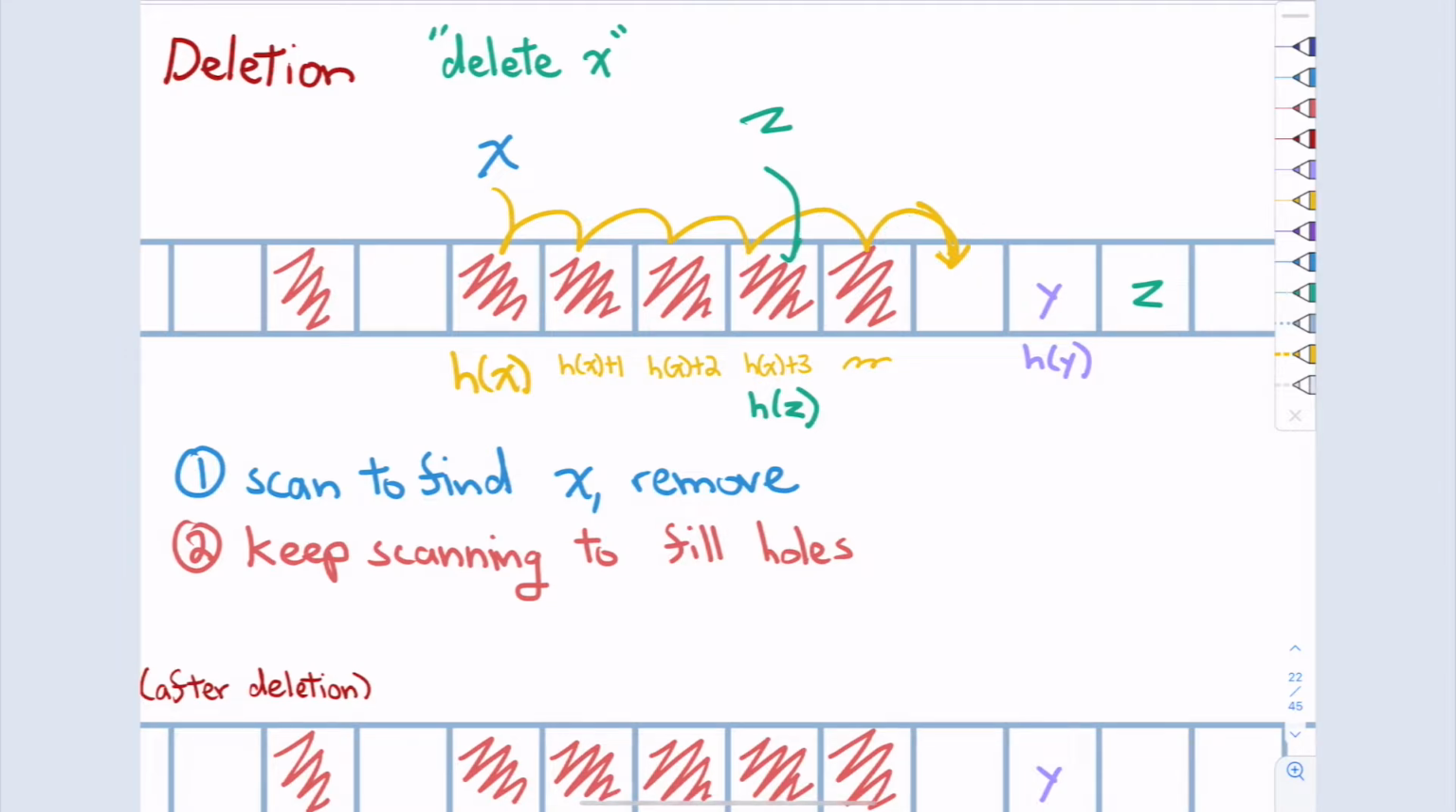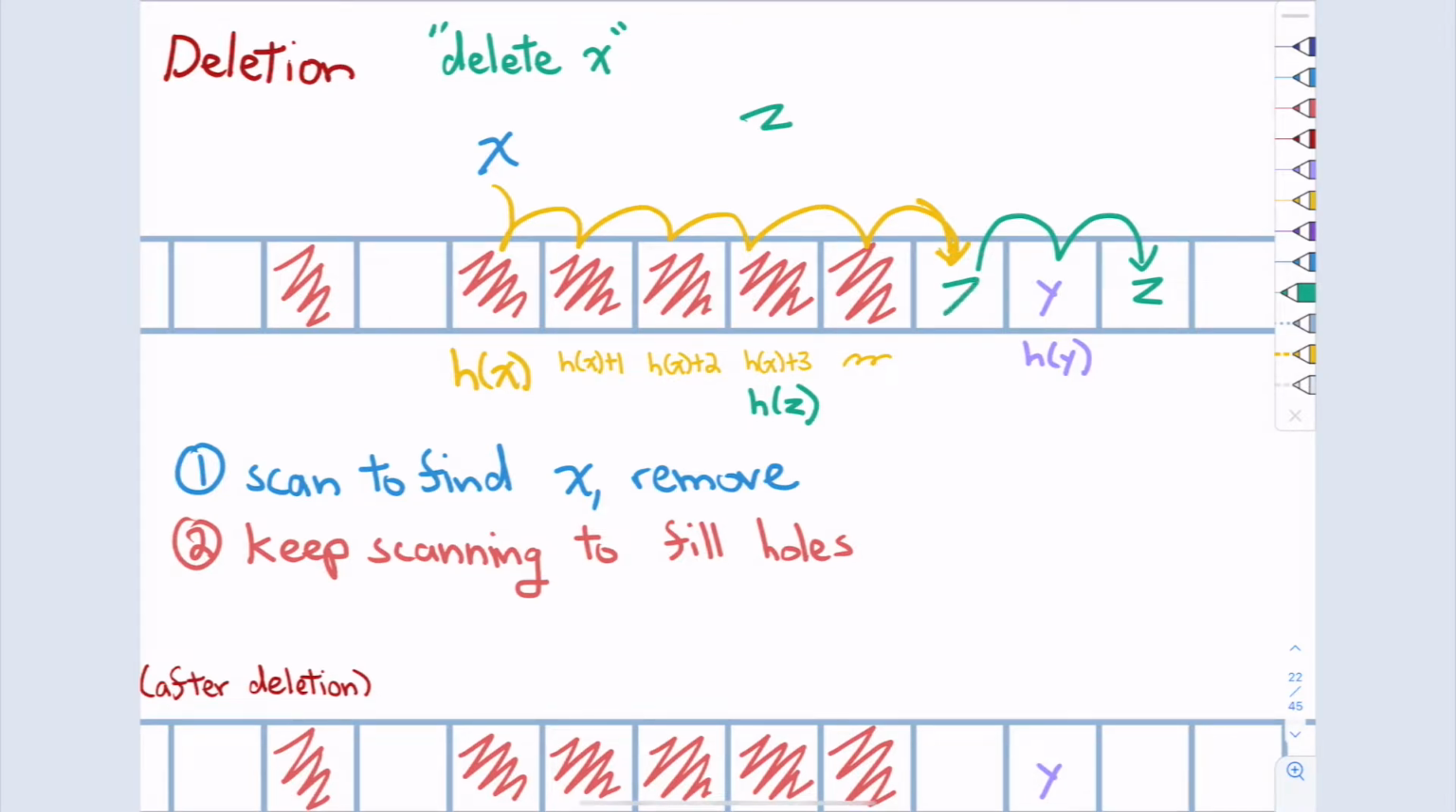So after deleting x and making this empty space, we start scanning for the next element whose hash code also falls at or before this newly opened slot, which in this case is z, and we put z there. And that slot would become empty. Possibly I would need to fill the slot for z as well, except here we can see that the next slot is empty, so nothing would get filled in.